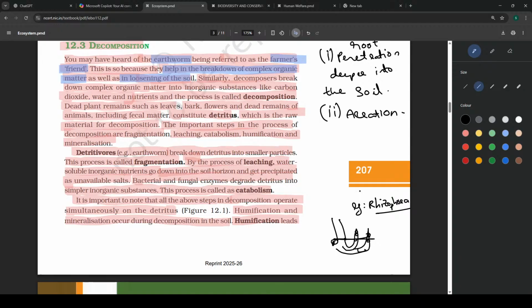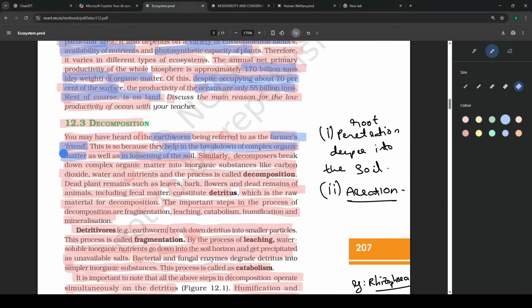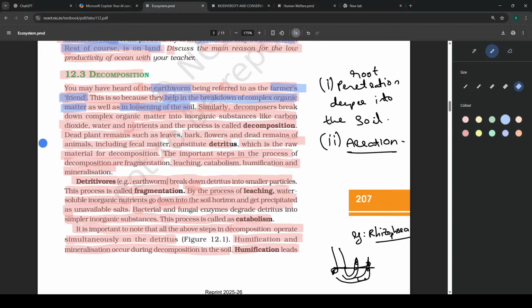Okay, so what we can understand from this example is roots also need oxygen, and by loosening up the soil, more air can penetrate into the soil. This will help in aeration. That's about that. Let's continue. It's just a simple, friendly example given by the NCERT, not much attention to be paid.